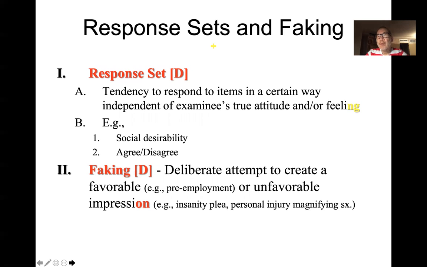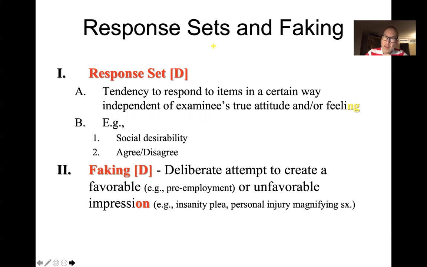Those are some of the things objective personality tests are really good at assessing, because they can compare the pattern demonstrated in the selected response items, true/false, multiple choice, Likert, against normative data, to see if the person demonstrates a significantly high degree of social desirability, or a significantly high degree of agreeing or disagreeing with items, compared to the normative sample.